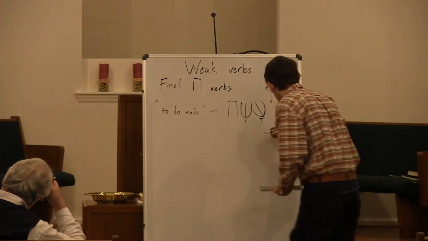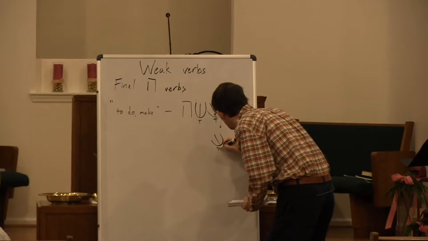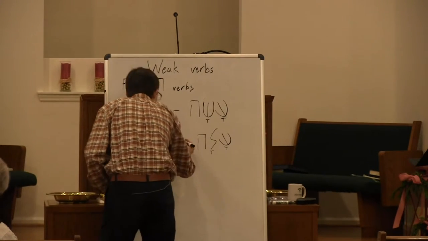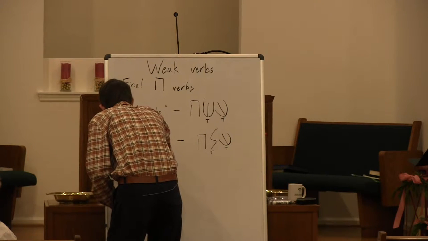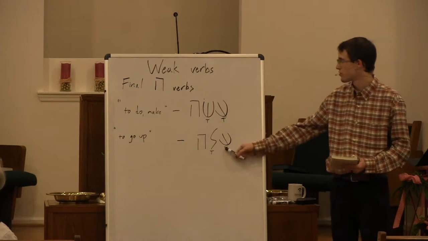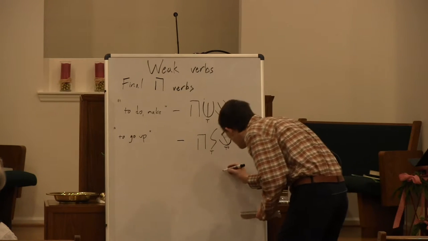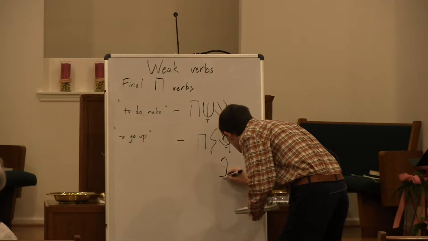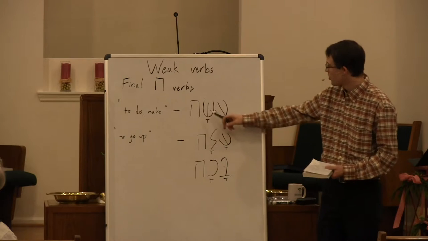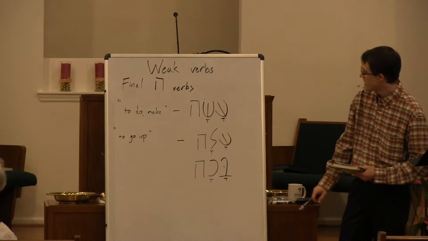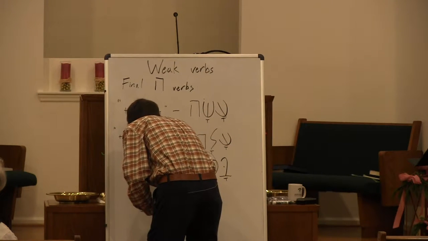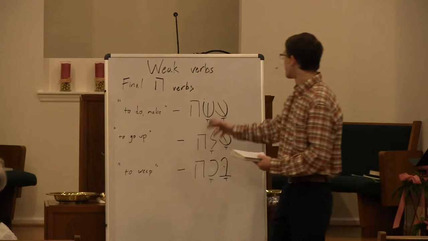Another one is ala, similar to asa. And this one means, you remember bo meant to go or to come. This one means to go up. You've probably read Bibles where it says, and they went up to, well, that's probably the verb hanging out behind that translation, to go up, ala. And then you have baka, not Becca, but baka means to weep. You notice how with a guttural there, the middle vowel is actually a qamets in all these instances, not a patach. And this one means to weep. So there's some examples of final hey verbs.